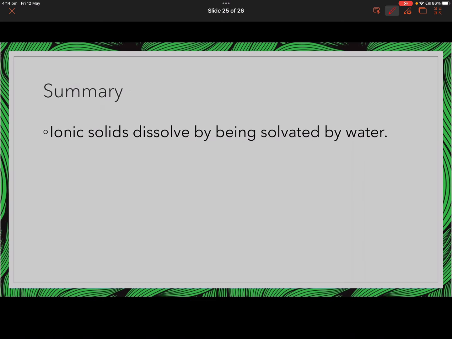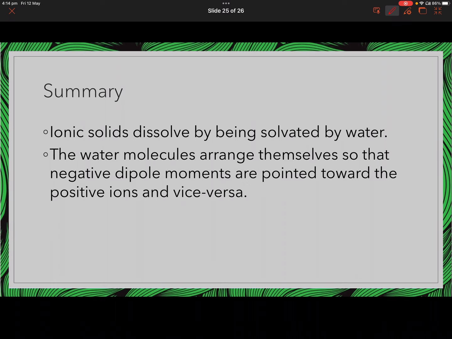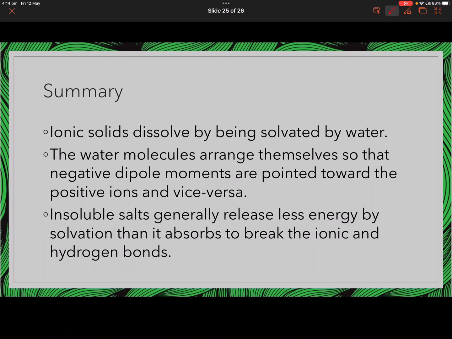So in summary, ionic solids dissolve by being solvated by water. The water molecules arrange themselves so that the negative dipole moments are pointing towards the positive ions and vice versa. And insoluble salts generally release less energy by solvation than it absorbs to break the ionic bonds.